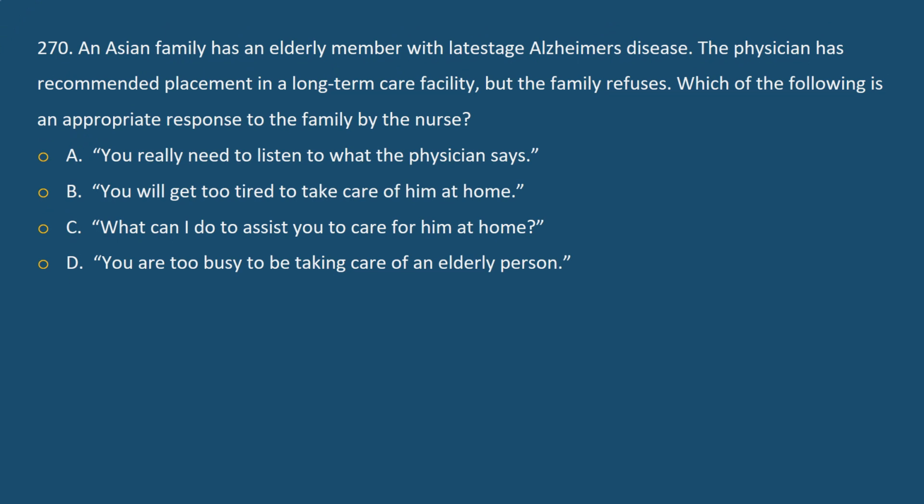Question 270. An Asian family has an elderly member with late-stage Alzheimer's disease. The physician has recommended placement in a long-term care facility, but the family refuses. Which of the following is an appropriate response to the family by the nurse? A. You really need to listen to what the physician says. B. You will get too tired to take care of him at home. C. What can I do to assist you to care for him at home? D. You are too busy to be taking care of an elderly person.